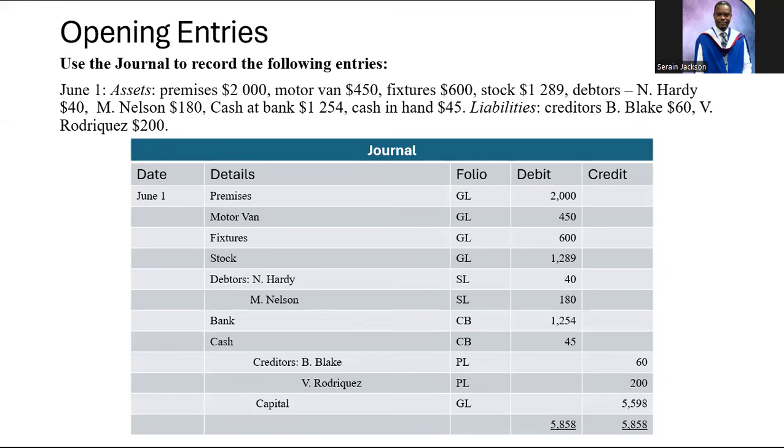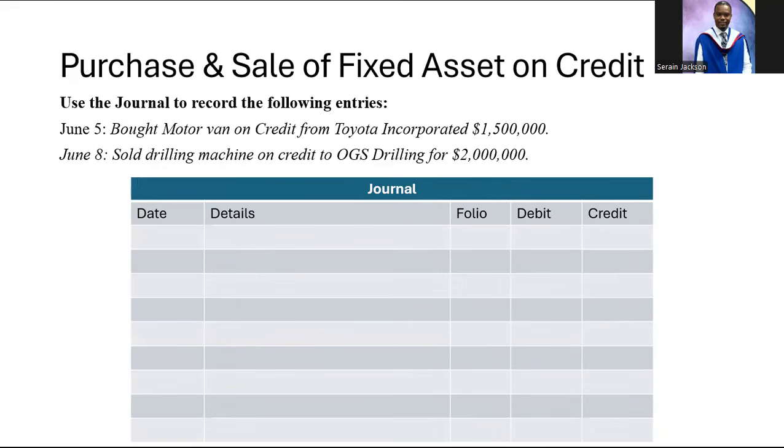All right, you can pause the video, go back and look at what I did, and you will be fine. Now let's move on. Now, how do you record the purchase and the sale of fixed assets on credit? Now, if you look at this transaction, it says on June 5, we bought motor van on credit from Toyota Incorporated for 1.5 million, right? Now, let's record that transaction.